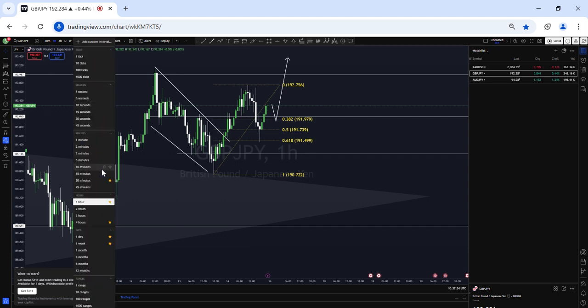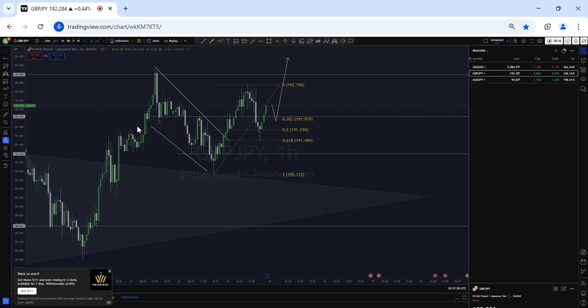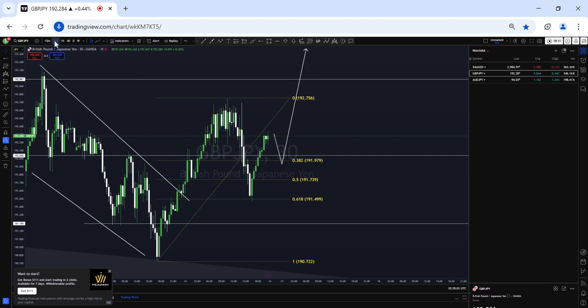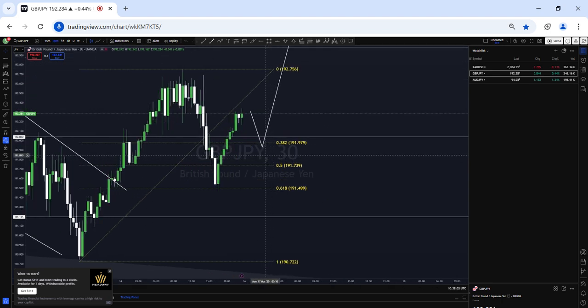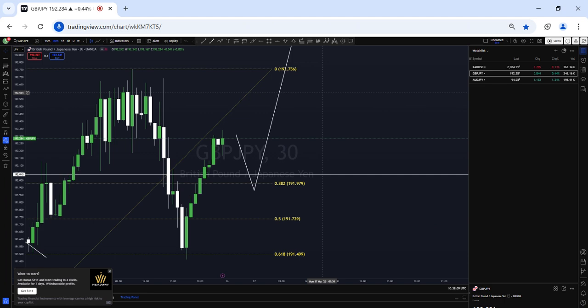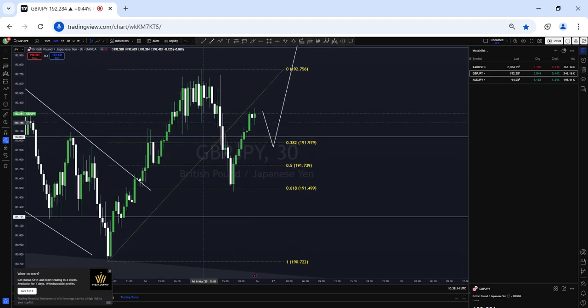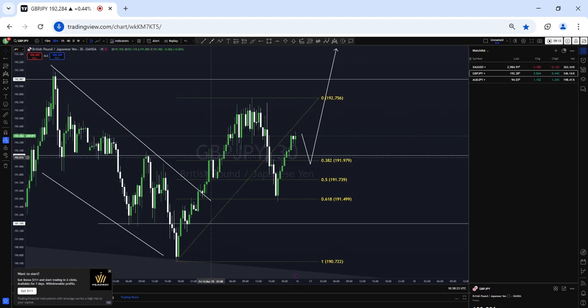Then 30 minutes and 15 minutes is for candlestick confirmation. If you want, you can only use 30 minutes for candlestick confirmation. It's still all the same, there is no difference. Along this level, where you get the candlestick confirmation matters a lot. Where you see the candlestick confirmation really matters a lot.